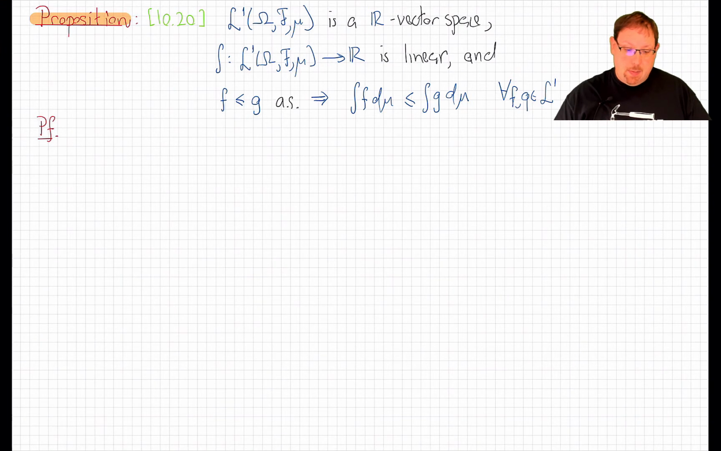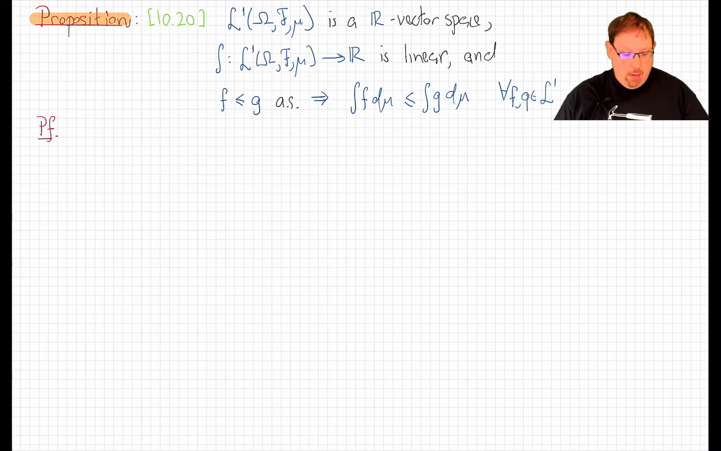L1, this space of functions whose absolute integral is finite, is a vector space under the reals. The integral is a linear functional on that vector space, and it is positive. It's order preserving. If f is less than or equal to g, and we may as well say, more generally, if it's true almost surely, this implies that the integral of f is less than or equal to the integral of g. Let's run through basically how to prove these things.